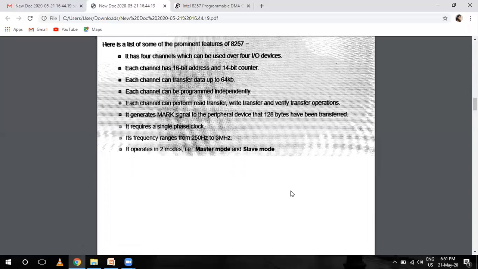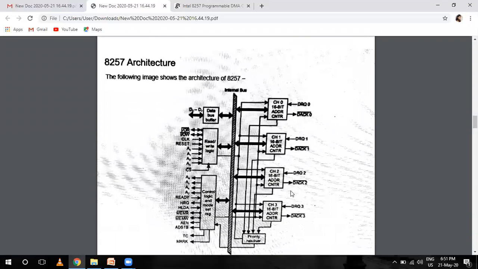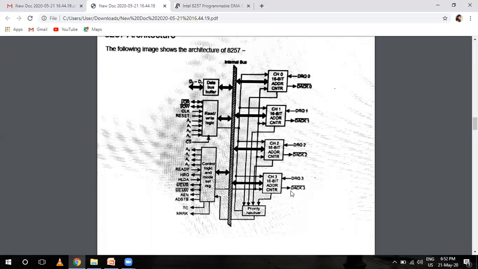When I am discussing its block diagram, this is the DMA channel. After that, second is the data bus buffer, which is the data bus lines. These are 3-state bidirectional 8-bit buffers which interface the 8257 to the system data bus. These are the bidirectional 3-state lines, and when the 8257 is being programmed by the CPU, the 8 bits of data for the DMA address register, a terminal count register, or a mode set register are received on the data bus.